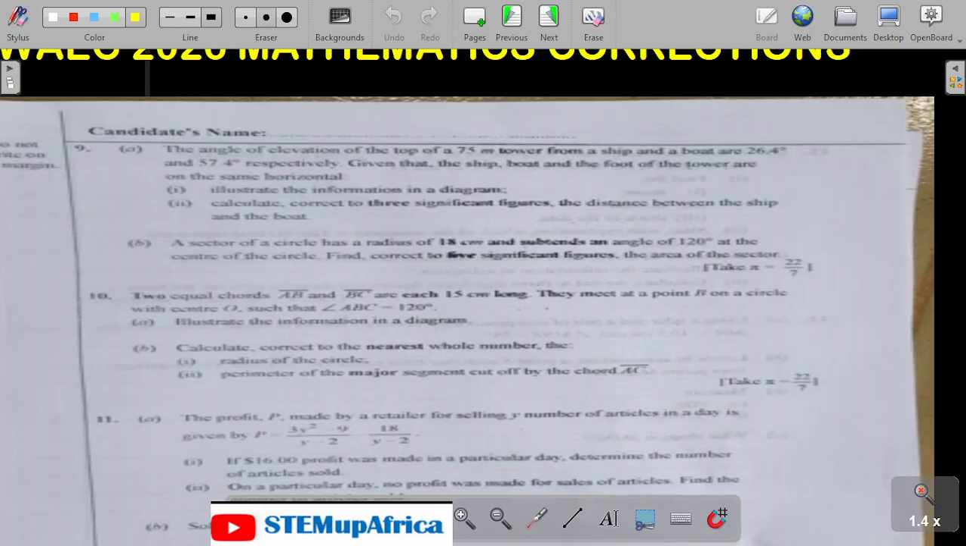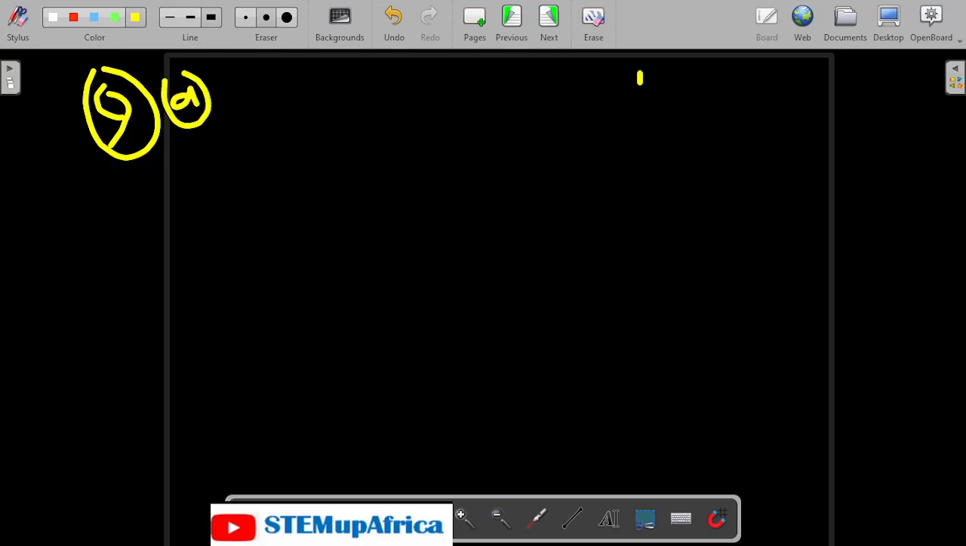So how do we solve this? Without drawing the diagram, there's no way you are finding the solution to this question. So the first thing I will do is to draw the diagram. In fact, the question says illustrate the information in a diagram. So let's go, question number 9, A, Roman figure 1. So let's say this is the tower, okay?